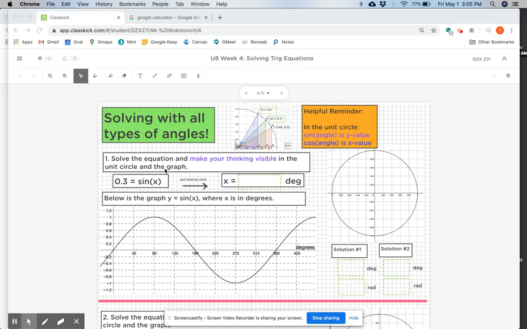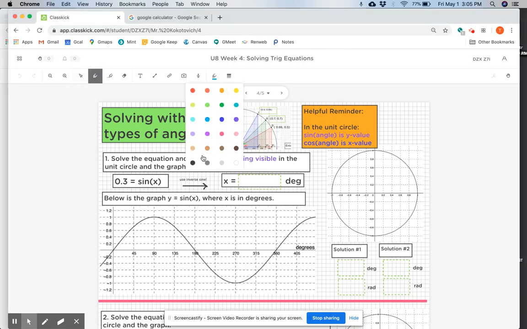Hello, everybody. In question one, it says solve the equation and make your thinking visible in the unit circle and the graph. Okay, 0.3 is equal to sine of x. I know that the sine of x is our y value in the unit circle. So I'm going to start with that. My y value in the unit circle is 0.3.